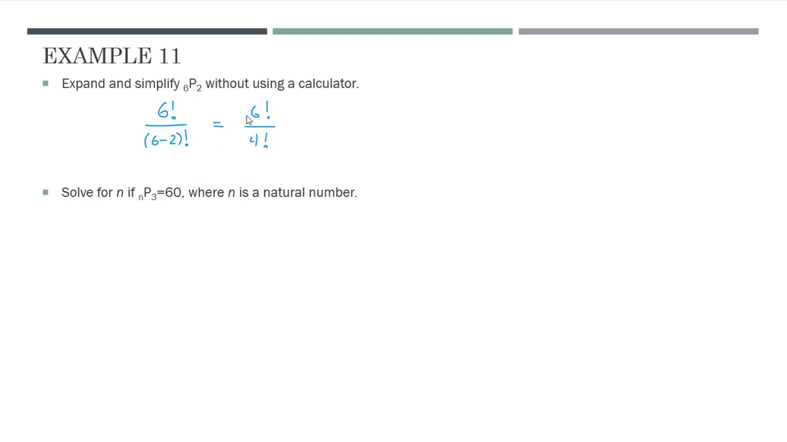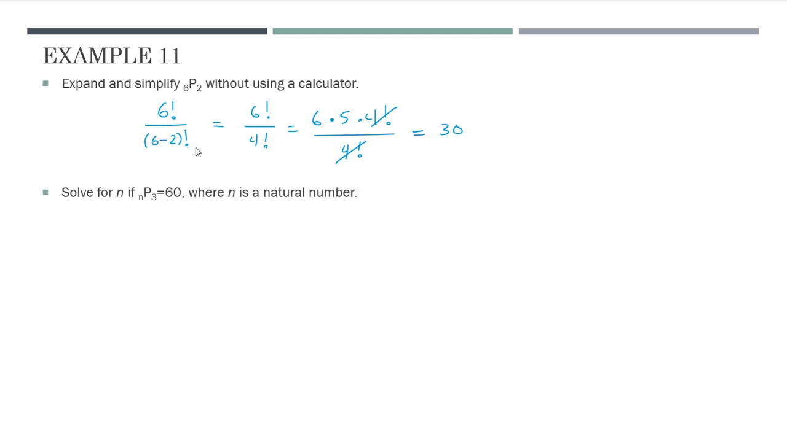Now I need to make the numerator the same as the denominator, or at least one term of it, so that I can do a cancellation. So I'm going to rewrite 6 factorial as 6 times 5 times 4 factorial, and that's going to all be over 4 factorial. So those 4 factorials will cancel out, and so you're just left with 30.